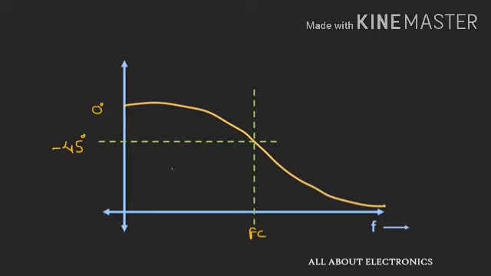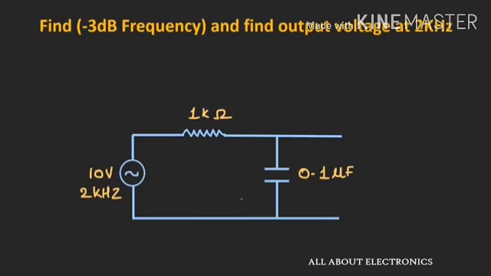So now as we know about the phase and frequency response of this low pass filter, let us take one example based on this low pass filter. In this example we have been given one low pass filter, and we have been asked to find the minus 3 dB frequency for the given filter. Apart from that, we have been asked to find the output voltage for the given applied input signal. At the input side of this filter, a 10 volt sinusoidal signal of 2 kHz is applied, and we have been asked to find the output voltage for the given input signal.